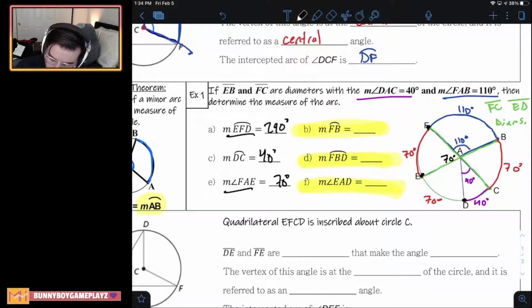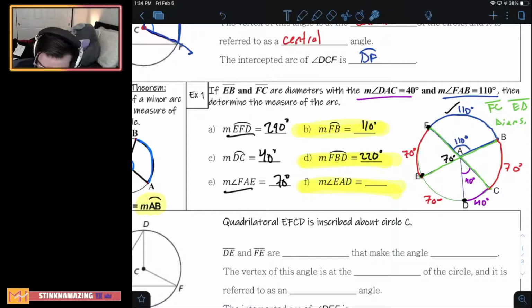All right, so the questions went up. FB I already gave to you, 110 degrees. FBD, okay, let's make sure you did your addition correct. F to B to D. Well, I know that this is 180, and then 180 plus 40 gives me 220.